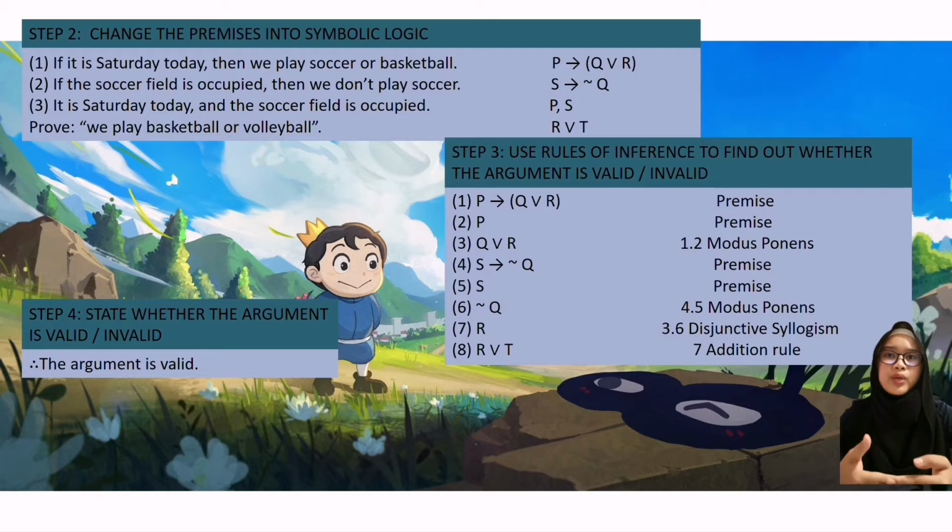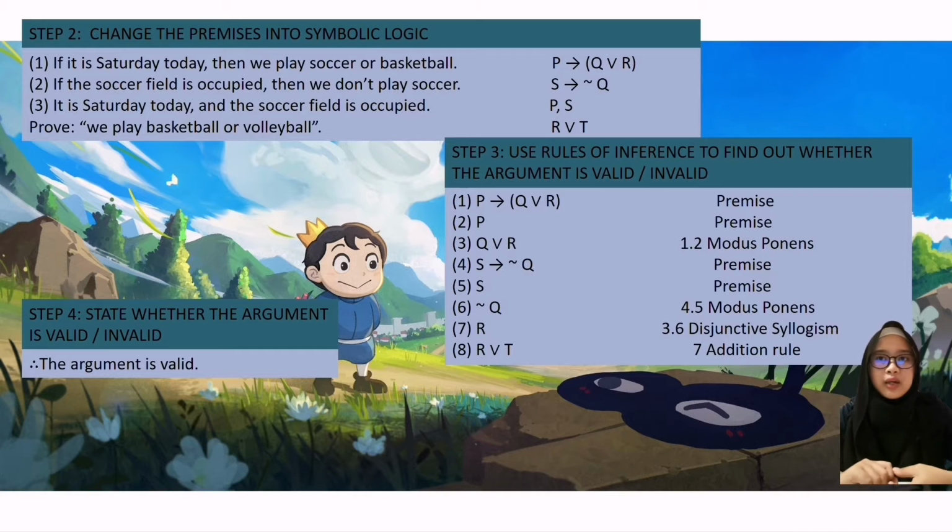Step 2. Change the premises into symbolic logic. Number 1. If it is Saturday today, then we play soccer or basketball: P implies Q or R. 2. If the soccer field is occupied, then we don't play soccer: S implies negation Q. Number 3. It is Saturday today and the soccer field is occupied: P, S. Prove we play basketball or volleyball: R or T.